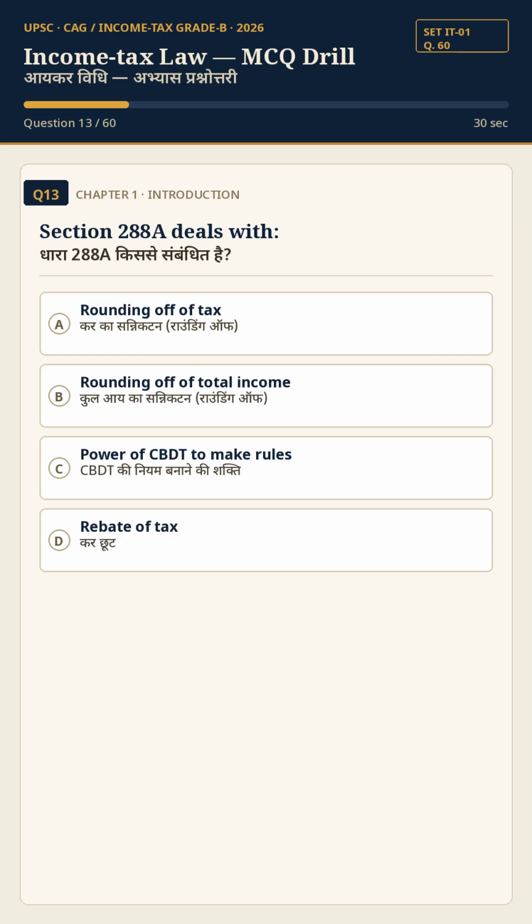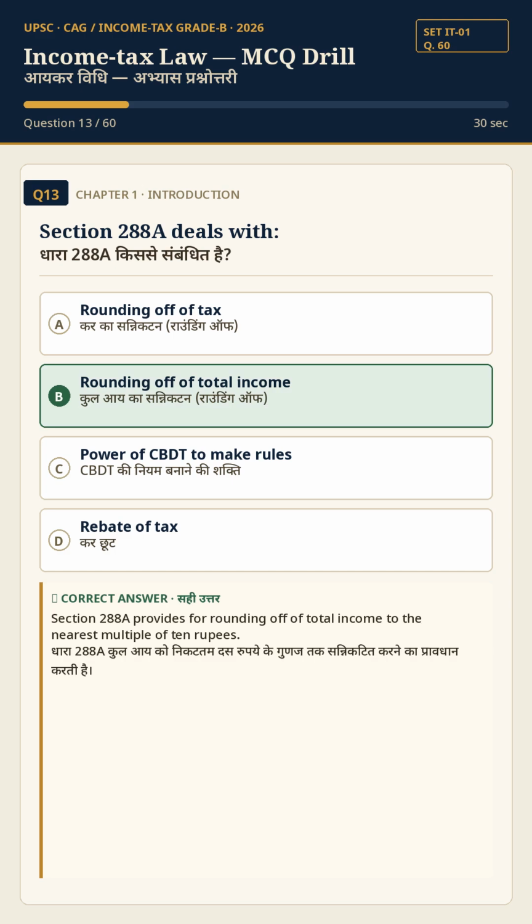Question 13. Section 288A deals with: Option A, rounding off of tax. Option B, rounding off of total income. Option C, power of CBDT to make rules. Option D, rebate of tax. The correct answer: Explanation. Section 288A provides for rounding off of total income to the nearest multiple of 10 rupees.